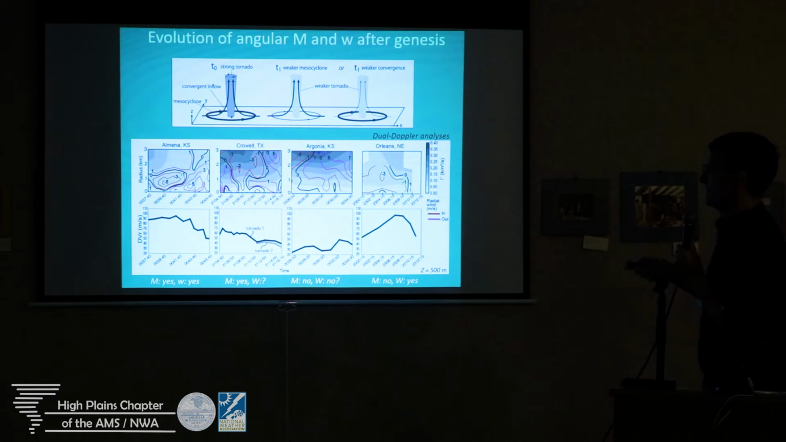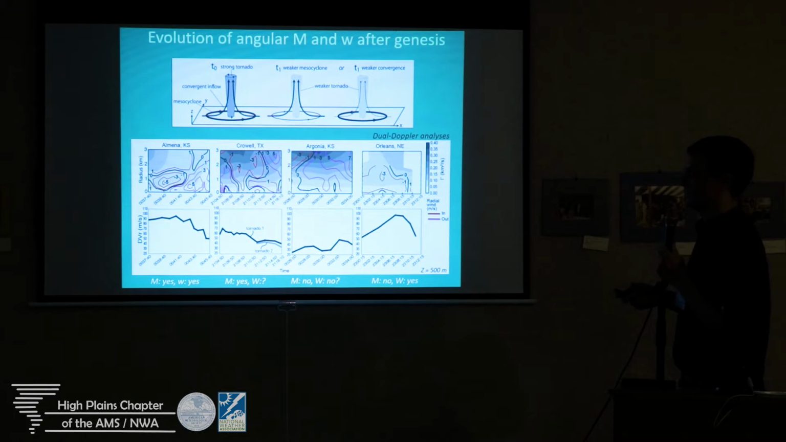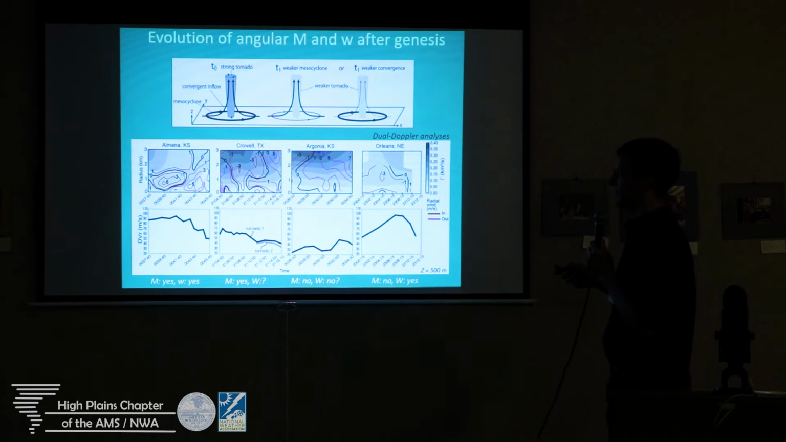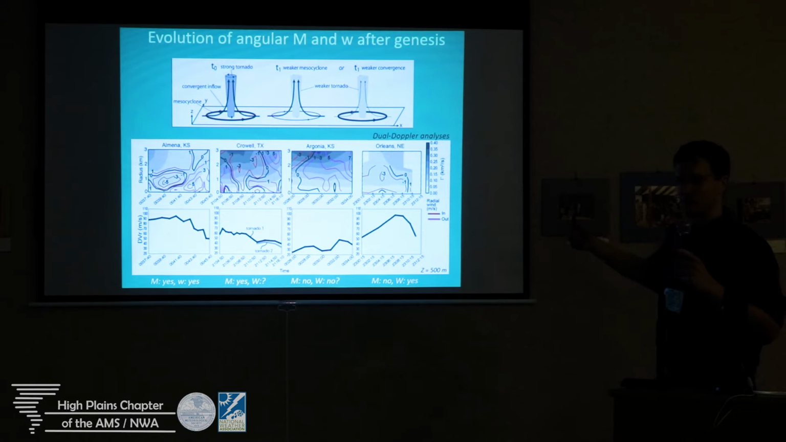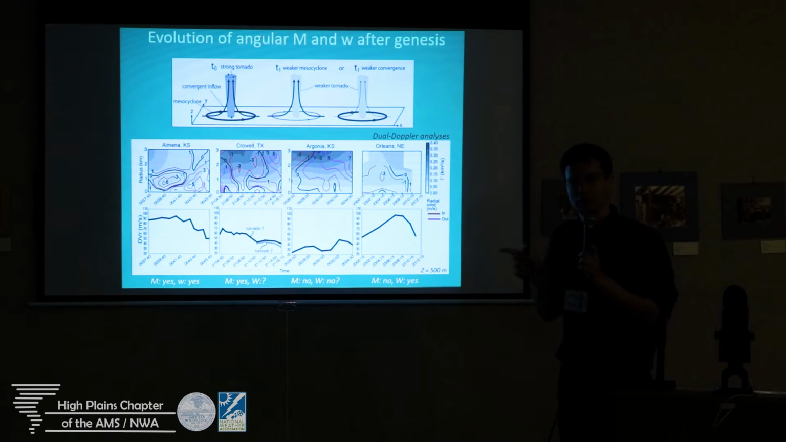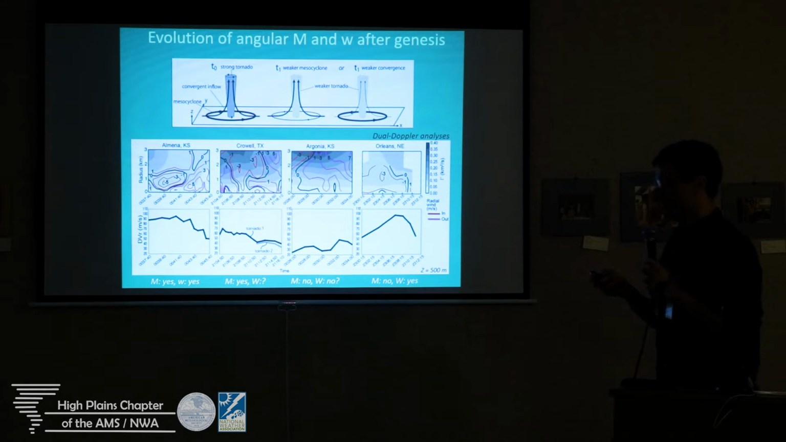And the middle row here, this is an analysis in time of angular momentum within the mesocyclone. That's what's gray shaded here. And then the red and blue lines, these are a measure of the average convergence, which is red, or divergence, which is blue, within the mesocyclone.